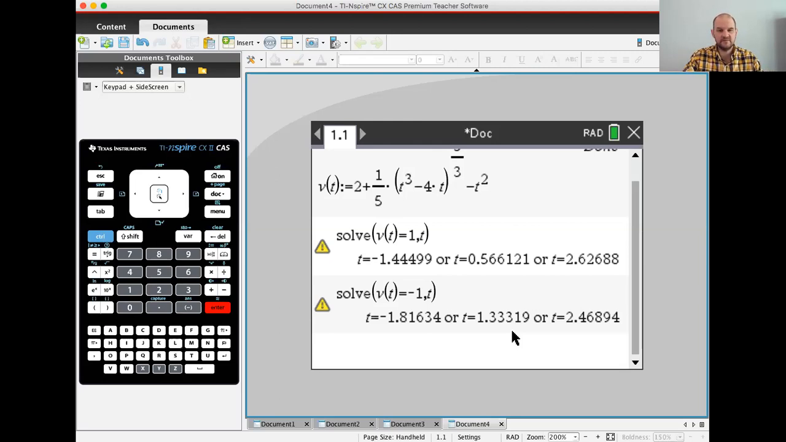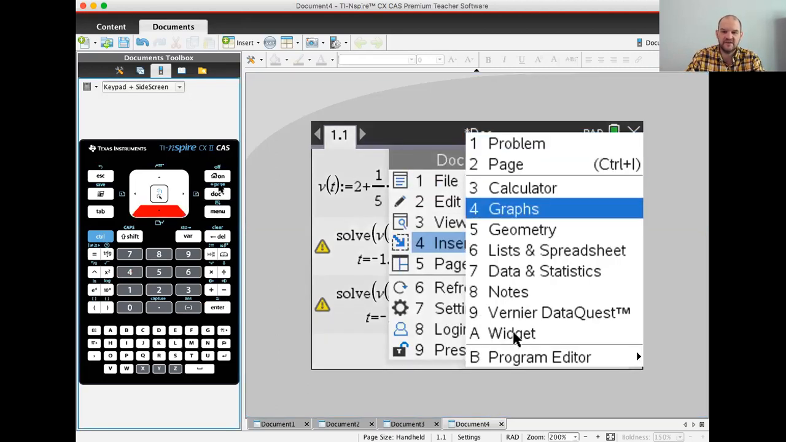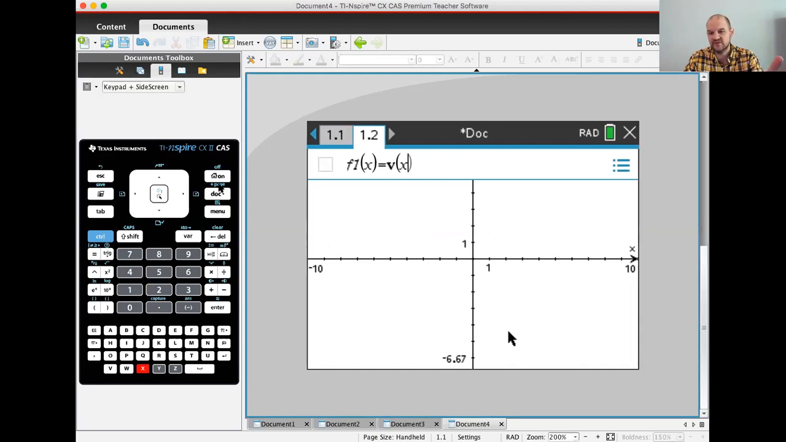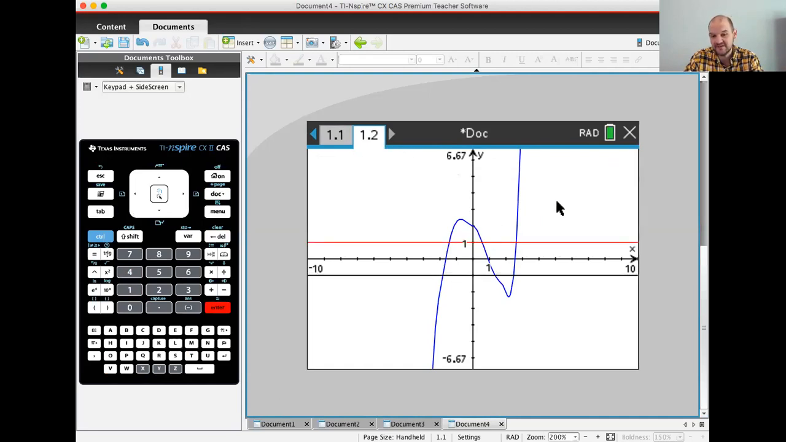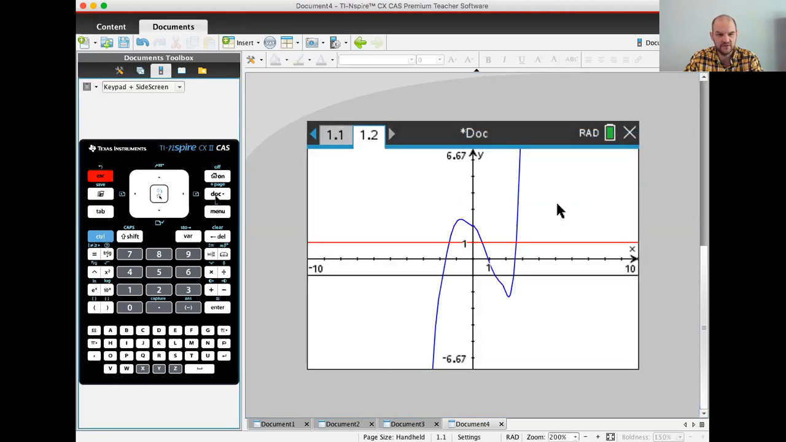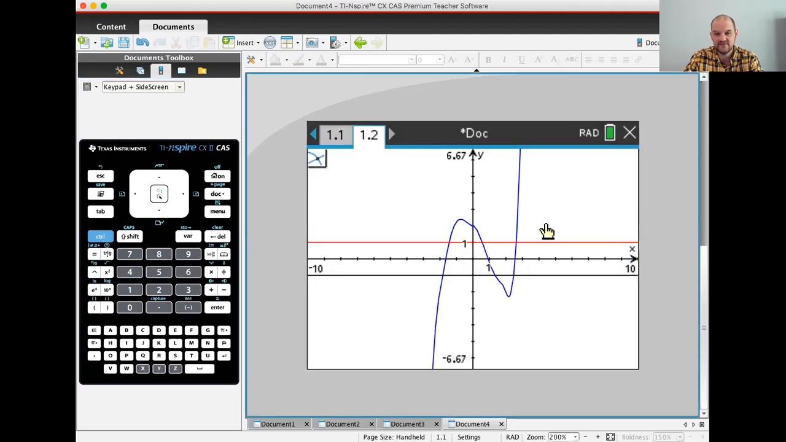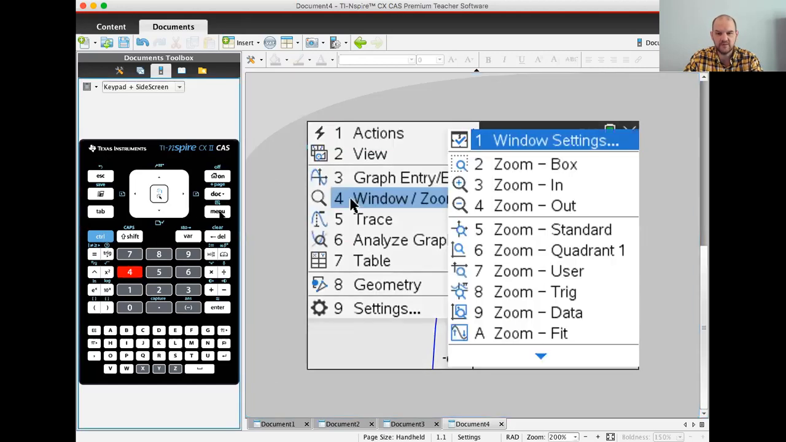An alternative method. Another method we could use is you could graph v of t, v of x. You have to use x as your variable when you're graphing a function. And then graph 1, and then graph -1. And now you can see the intersection points, and I think that's extremely useful. And you do menu 814 for me, menu 813 possibly for you if you have a CX instead of a CX2. There, click. The thing I hate about this, it puts them like all right on top of each other.